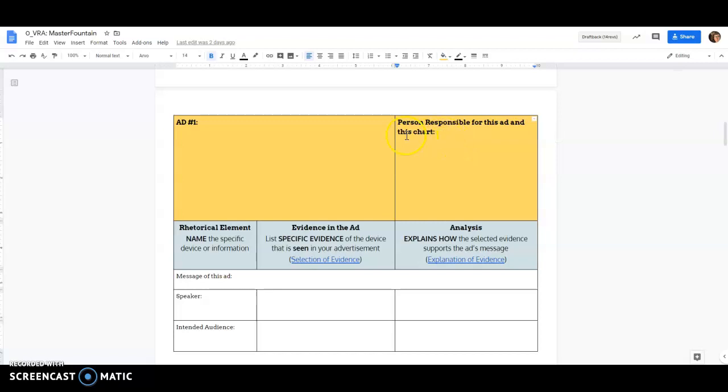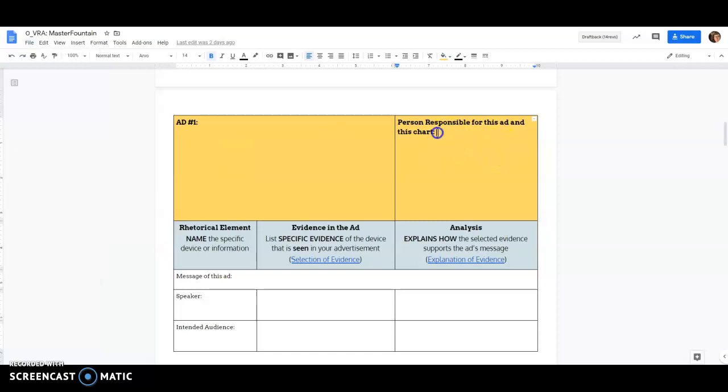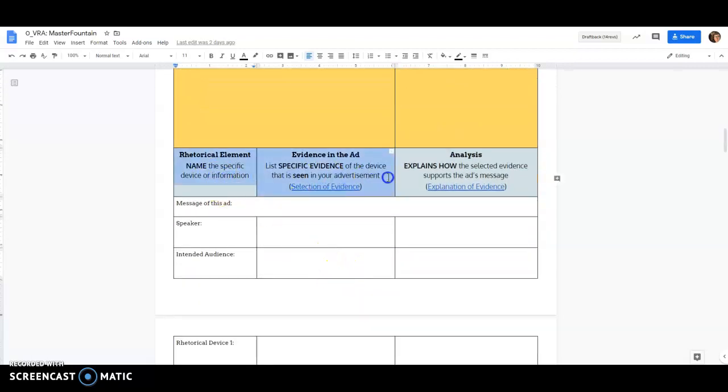When I look at the edit history, I can do file, version history, and I can see here all of the edits that are made in this document. So let's say that Susie is responsible for this ad. I should see that Susie has filled in all the information for this advertisement. That's how I'm going to make sure that you are being responsible for the work that you were supposed to be responsible for. These columns here, I added in a little bit more information so that you could remember what specifically needed to go in each of these columns.